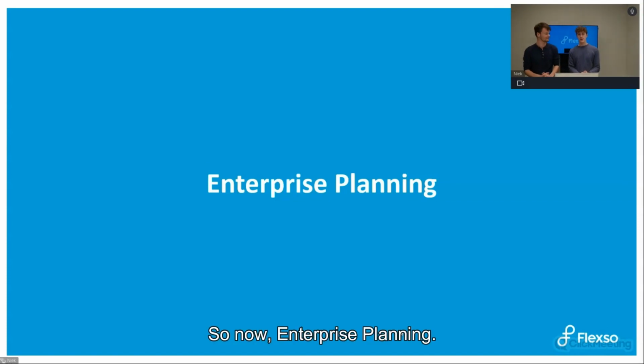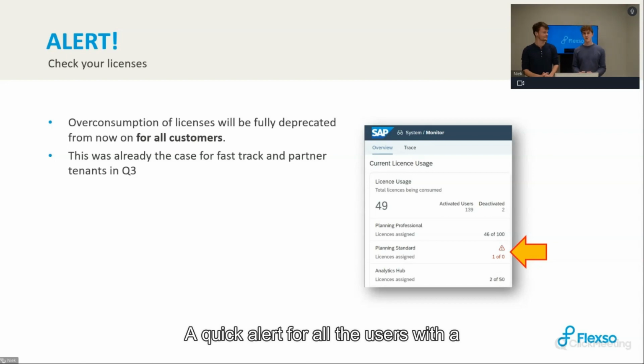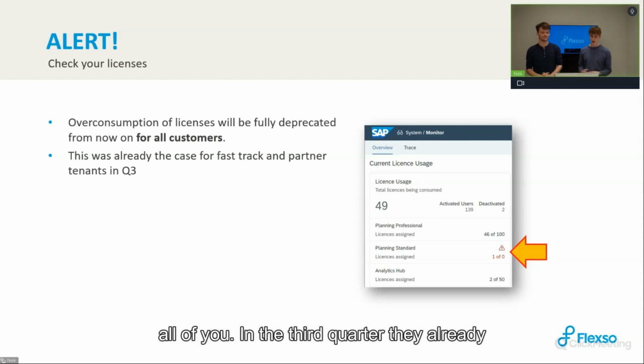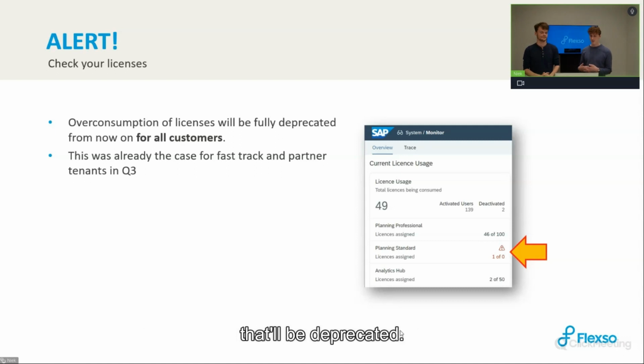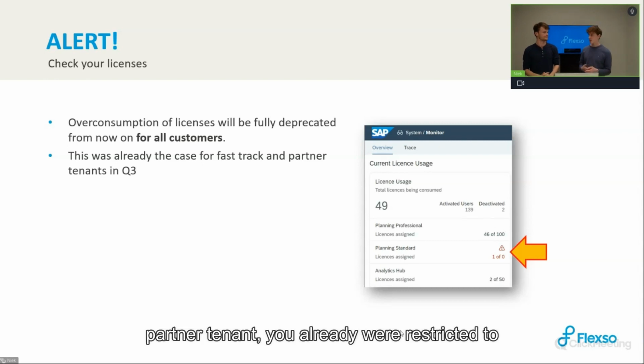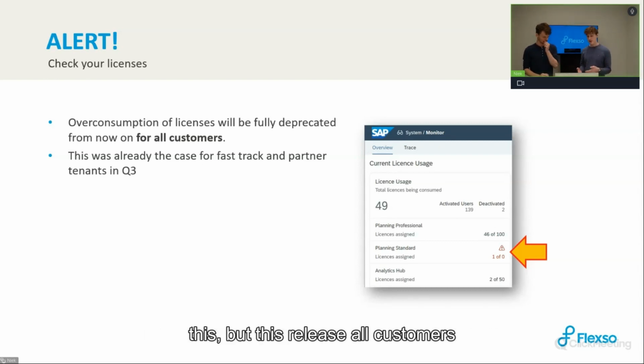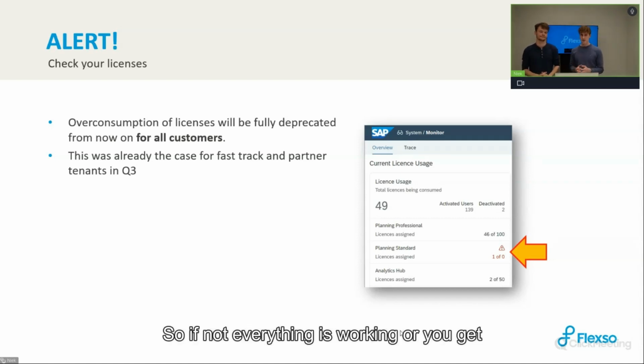So now enterprise planning. A quick alert for all the users with a license, which will be most of you or all of you. In the third quarter, they already mentioned it. Be careful if you are using more licenses than you actually own, because that will be deprecated, the users. If you were a fast track or partner tenant, you already were restricted to this, but with this release, all the customers will get this restriction. So if not everything is working or you get multiple warnings, this is the reason why.